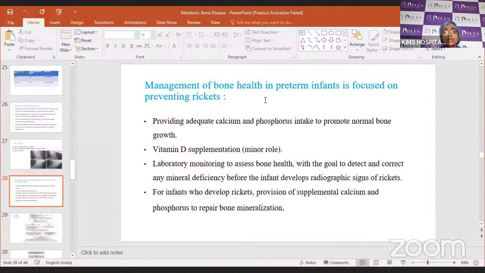Management of bone health in preterm infants is focused on preventing rickets, so providing adequate calcium and phosphorus intake to promote normal growth. Vitamin D supplementation will have a minor role. Laboratory monitoring assesses bone health, with the goal to detect and correct any mineral metabolism abnormality before the infant develops radiographic findings. And if the baby develops rickets, provision of supplemental calcium and phosphorus to repair the bone mineralization should be the target of treatment.